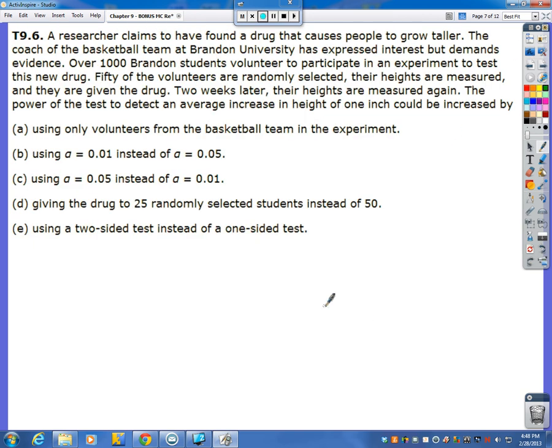Number 6, a researcher claims to have found a drug that causes people to grow taller. Please, I want some more. I'd always love to be like 6'6". That'd be awesome. The coach of the basketball team at Brandon University has expressed interest but demands evidence.